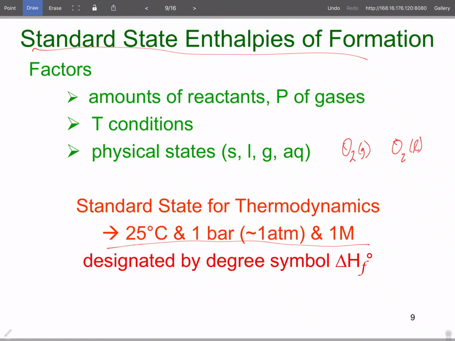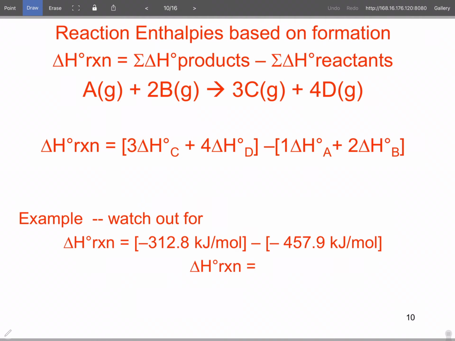Now, this is the thermodynamic standard state. Remember, STP for gases was 1 atmosphere of pressure and 0 degrees C. In thermodynamics, it's still 1 atmosphere, basically. It's 1 bar, technically, in both. But it's now 25 degrees C. Why? This is room temperature. For gases, it's 0 degrees C. But for enthalpy, you're doing room temperature, and it's designated by the little degree symbol. So, how would you use it?